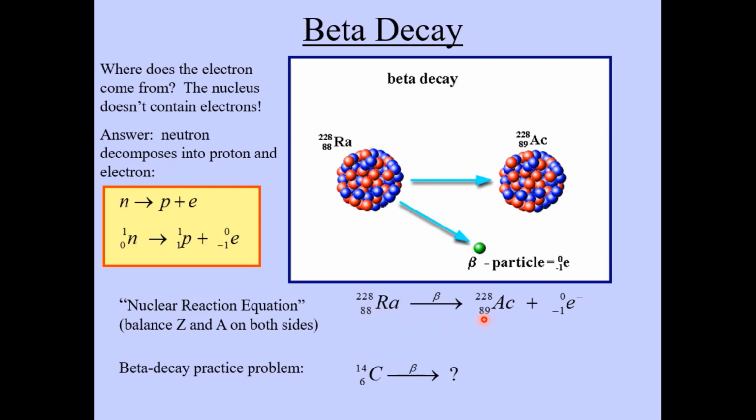It's going to go up by 1. The 228, as I just explained above, doesn't change at all because there's a 0 over here, okay? So here's a practice problem for you.